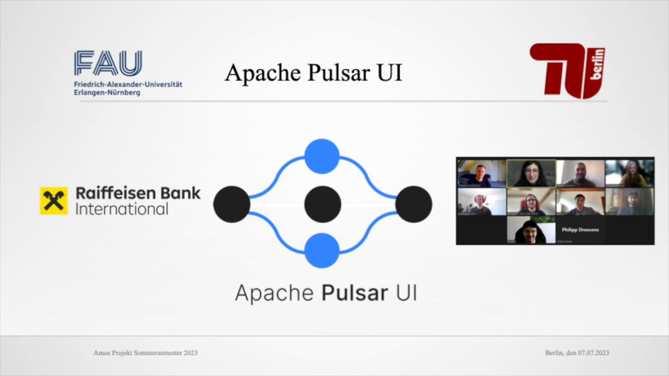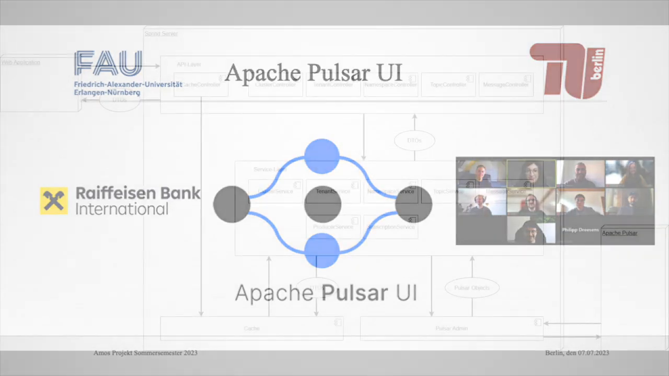So in our project, we built a web application with the RBI, the Raiffeisen Bank International, to monitor their Apache Pulsar installation. Apache Pulsar is a pub sub service. So the mission we had was to have a look into the topology and have an overview how it works and if all the data is there.